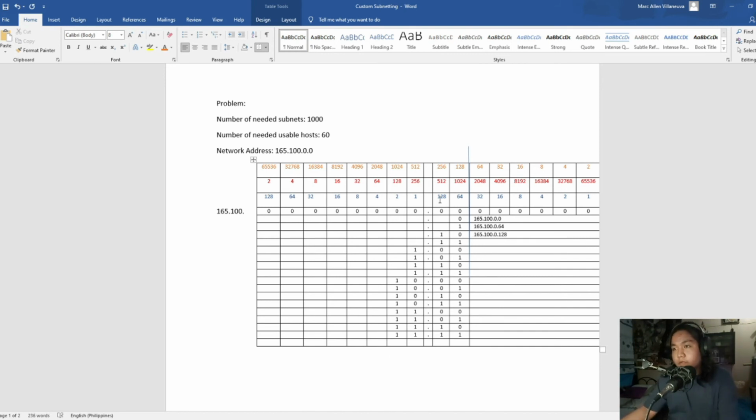Since we have 1 here in 128. Next, we have 165.100.0.192, since we don't have anything in our third octet, and since we have 2 ones in our fourth octet, 128 and 64, we need to add them, so 192. We just continue until we get to the bottom.